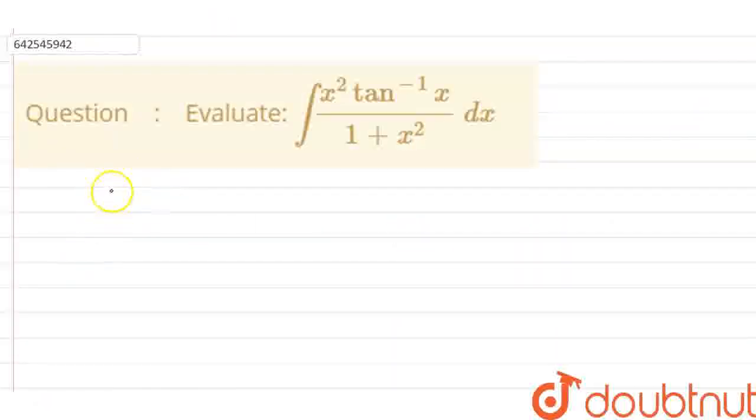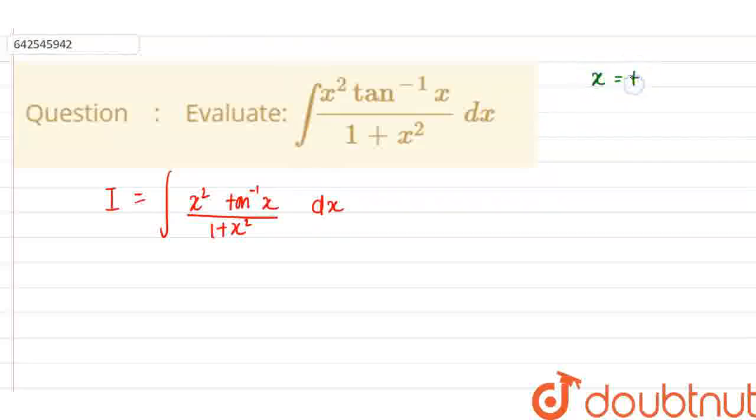Okay student, let's start solving this question. It is given that I is equal to the integration of x square tan inverse of x divided by 1 plus x square, dx. So guys, we use the substitution method here, right? So consider x is equal to tan theta.